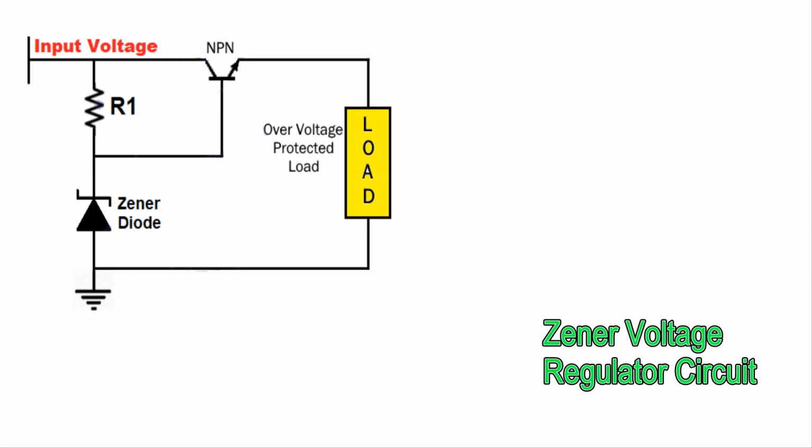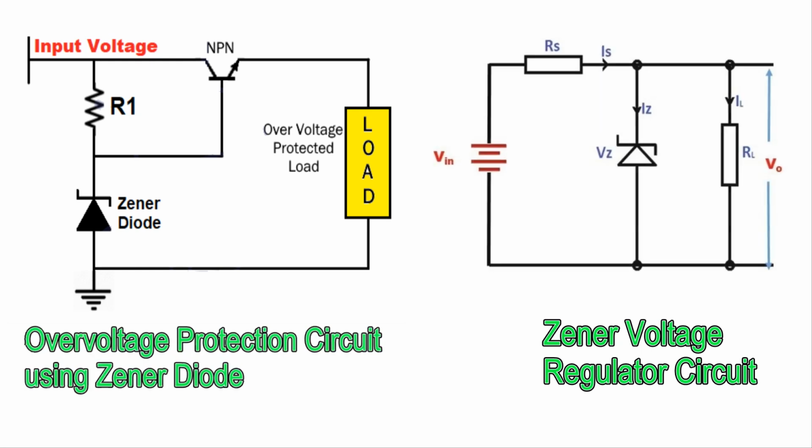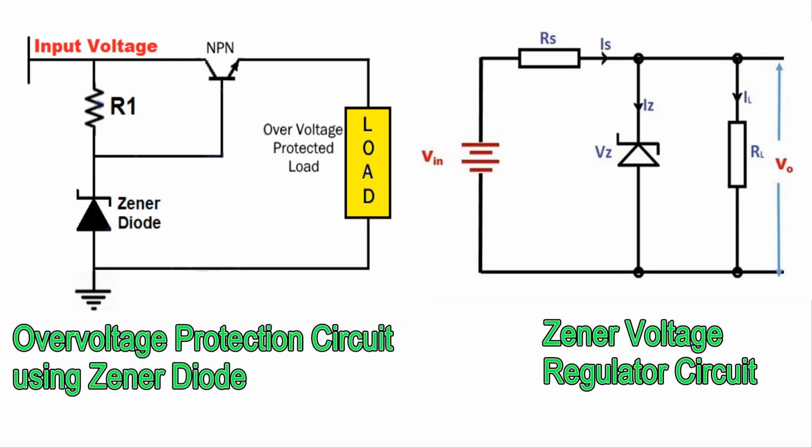It can be done by two methods. Method number 1, Zener voltage regulator circuit. This method regulates the input voltage and protects the circuit from overvoltage by supplying a regulated voltage. But it doesn't disconnect the output part when voltage exceeds the safety limits. We will always receive an output voltage less than or equal to the rating of the Zener diode.